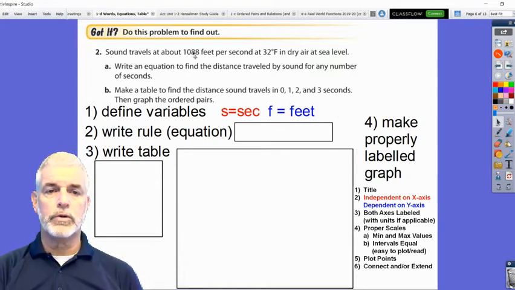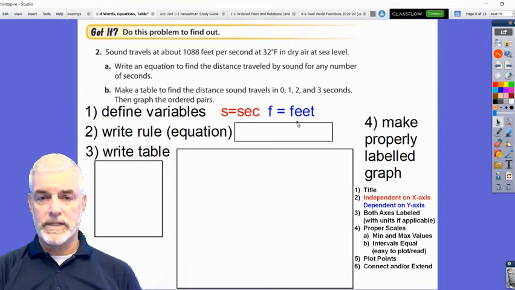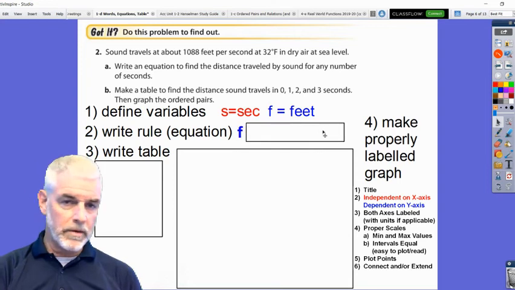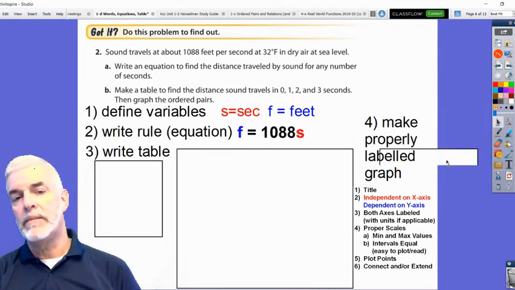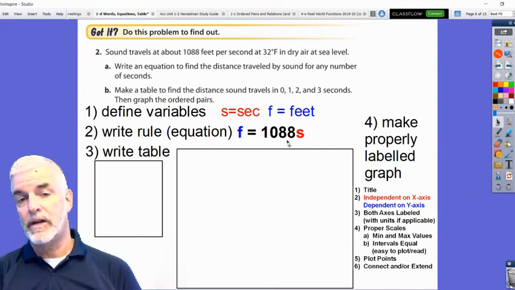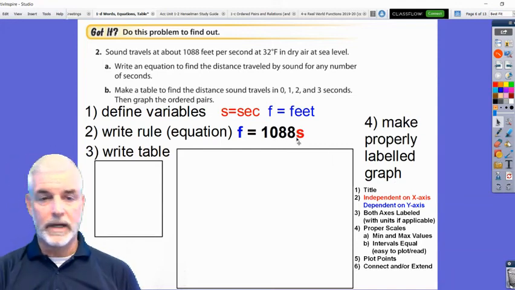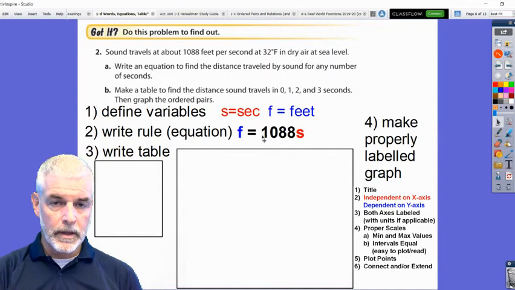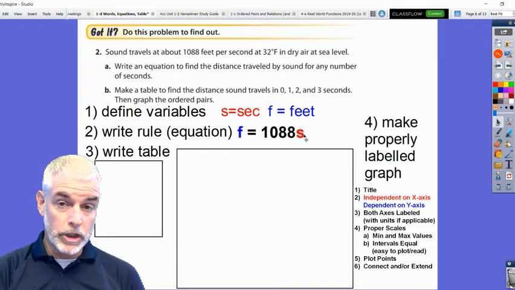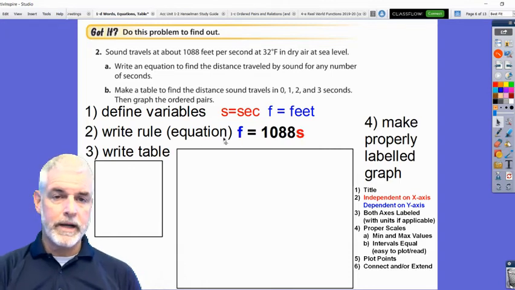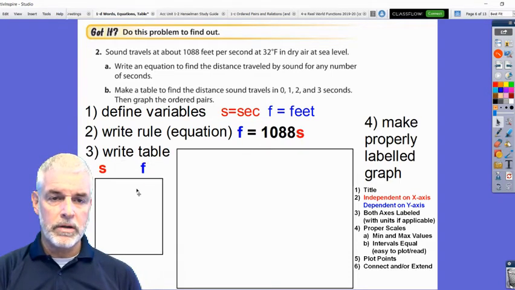All right, what's the rule? It travels 1,088 feet every second. So the distance traveled, F, the number of feet, is 1,088 times S. 1,088 feet times the number of seconds. Okay, there's my function rule, or my rule or equation, right? Now I can write a table. I'm going to label the table seconds and feet.